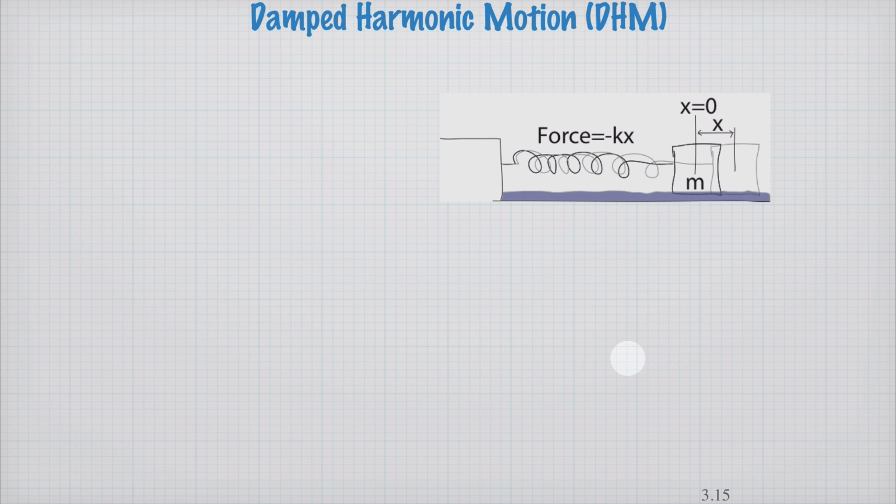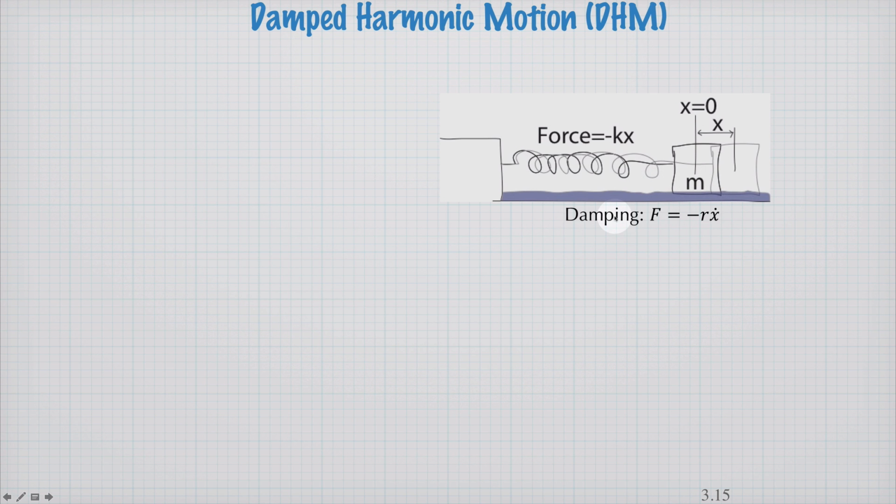Let's now make things a little more complicated by adding damping to our simple harmonic motion. As before, we've got a spring providing a restoring force through Hooke's law, negative kx. But now the mass we can imagine is moving through some sort of a fluid that sucks energy out of the motion and eventually causes the mass to come to rest.